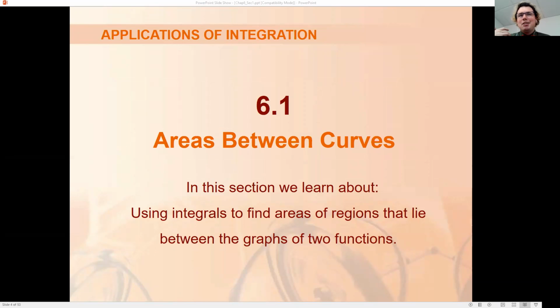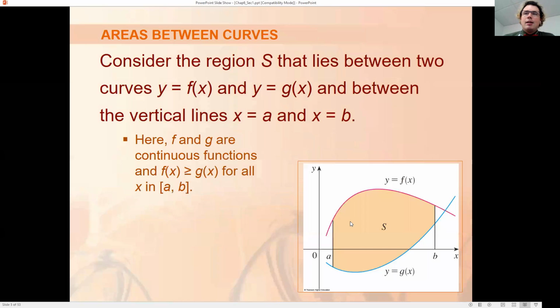So again, we're interested in finding the area between the graphs of two different functions, or the area between two different curves. Here is a picture of this. It's slightly different from the picture that I graphed on Desmos. The red function f of x is on top, and the blue function g of x is on the bottom. But we're still interested in the amount of area bounded between those two different graphs.